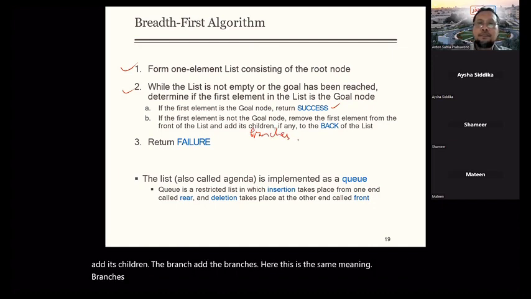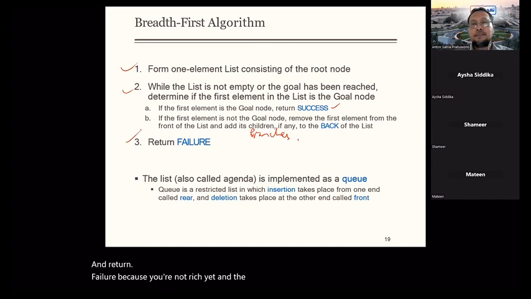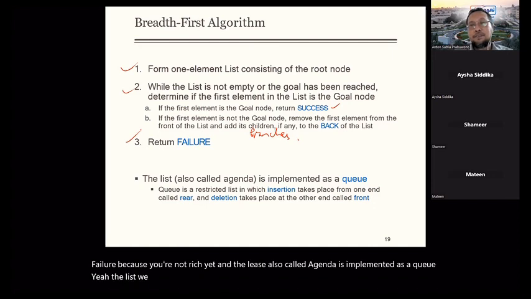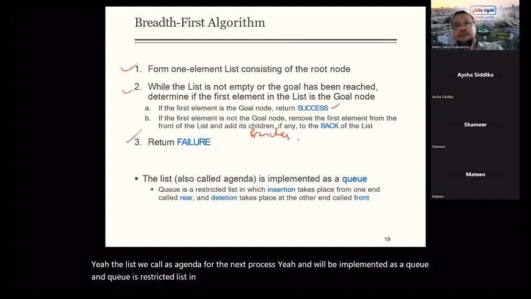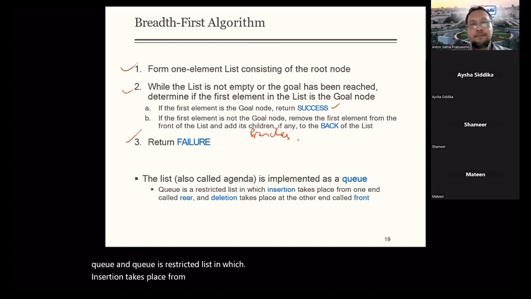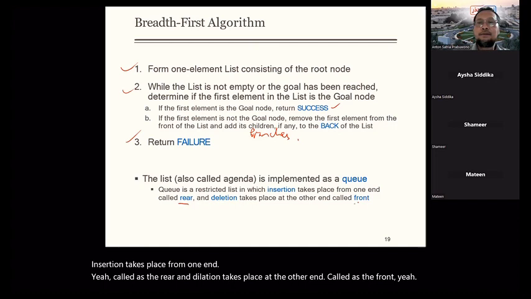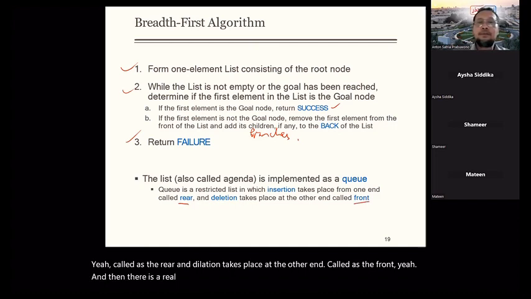Branches or children, we say, if any, to the back of the list, and return failure because the goal is not reached yet. The list, also called the agenda, is implemented as a queue. A queue is a restricted list in which insertion takes place at one end, called the rear, and deletion takes place at the other end, called the front. So there is a rear and a front for this agenda.